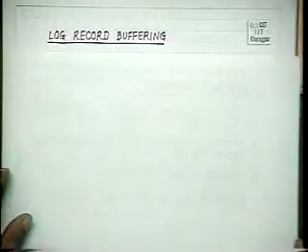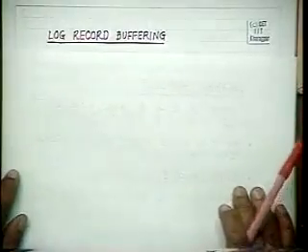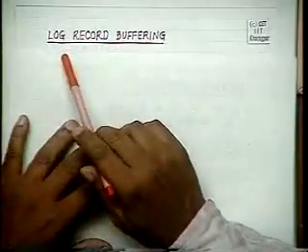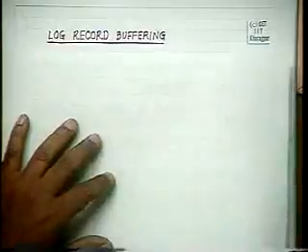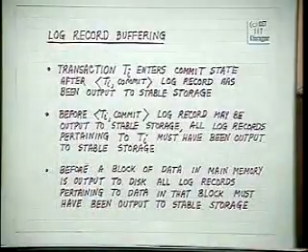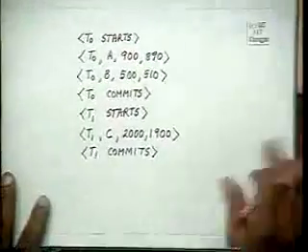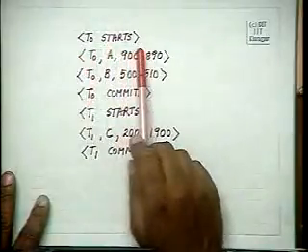Then we will see what happens when virtual memory comes into the picture, the concept of database buffering. So in log record buffering, we do not write each and every log record immediately. That is, if we had to write T0 starts, we just don't write T0 starts at every time before execution.